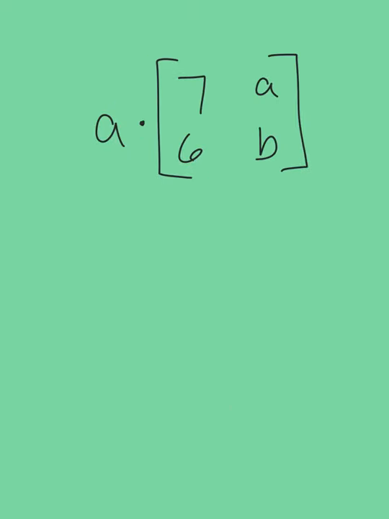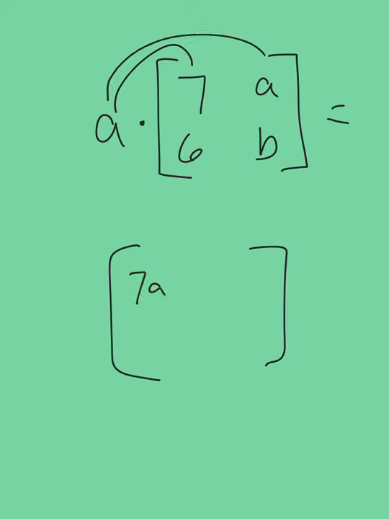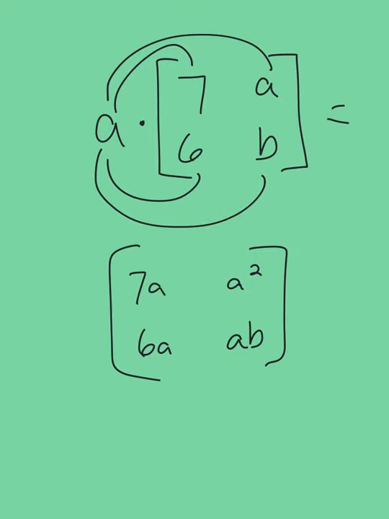Now if we have letters, it gets a little bit different. So we have a times 7, 7a. A times a, that's a squared. A times 6, 6a. And a times b, ab.